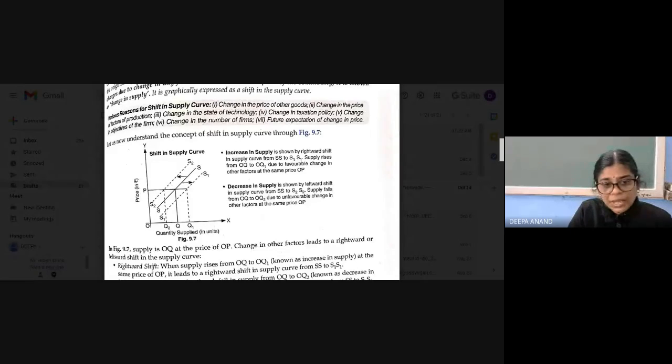So there is a change in supply. As in the previous case, it can be asked separately also what is increase in supply and what is decrease in supply. In that case, both the graphs were given together.